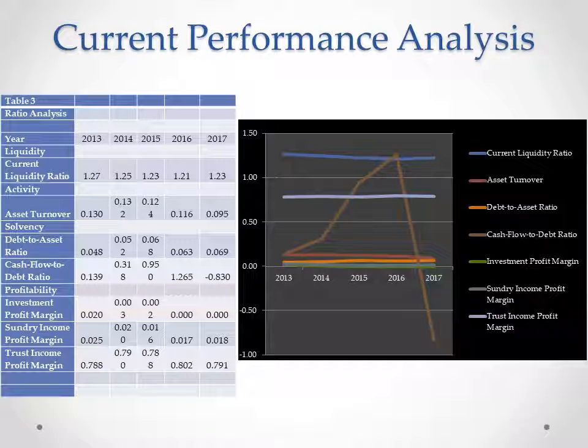The current liquidity ratio determines the ability of the company to satisfy current liabilities using current assets. The asset turnover ratio determines the extent to which total assets create revenue during the period of interest. The debt-to-asset ratio determines the proportion of assets that are financed with debt, and the cash flow to debt ratio describes the length of time needed to pay off debt with cash flows. Finally, the profitability margin ratios determine the portion of revenues that make up profit.